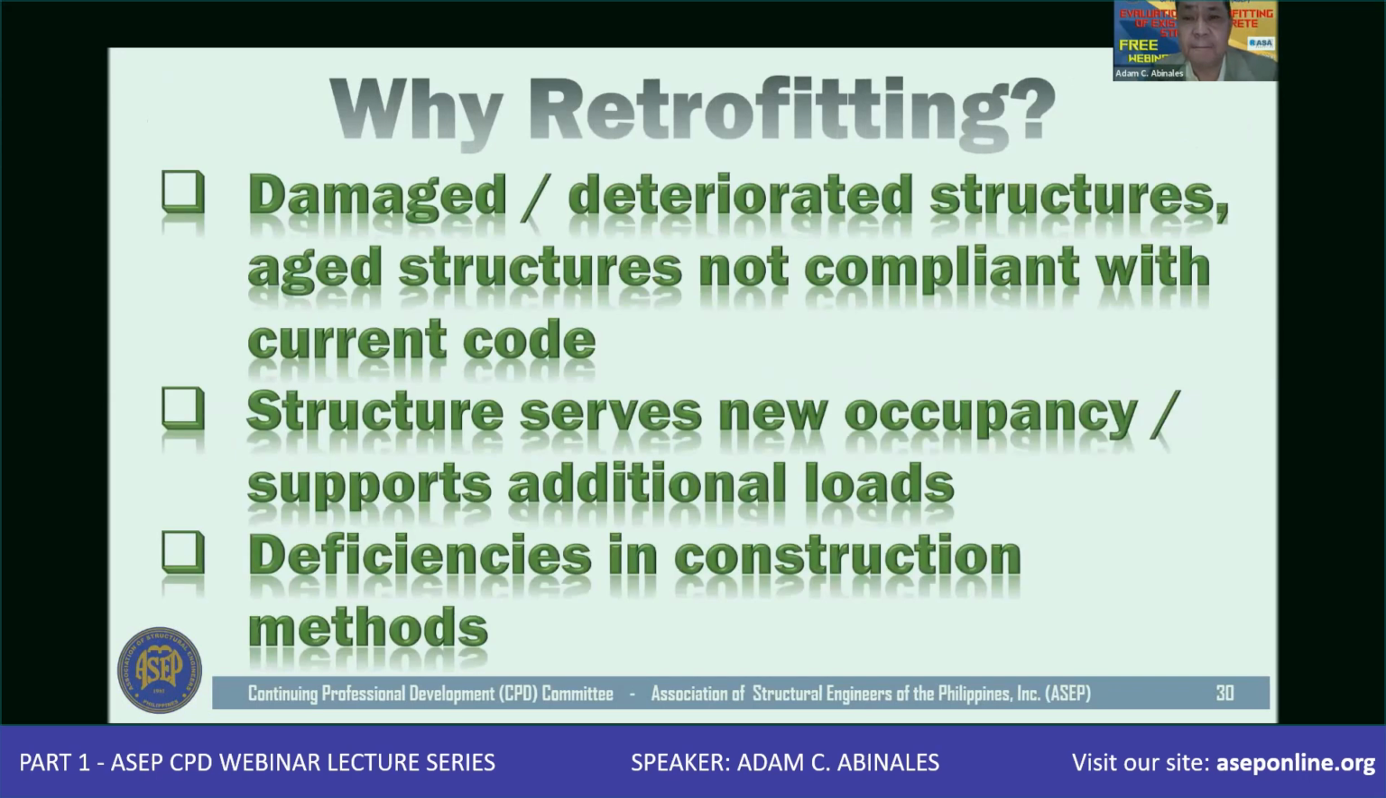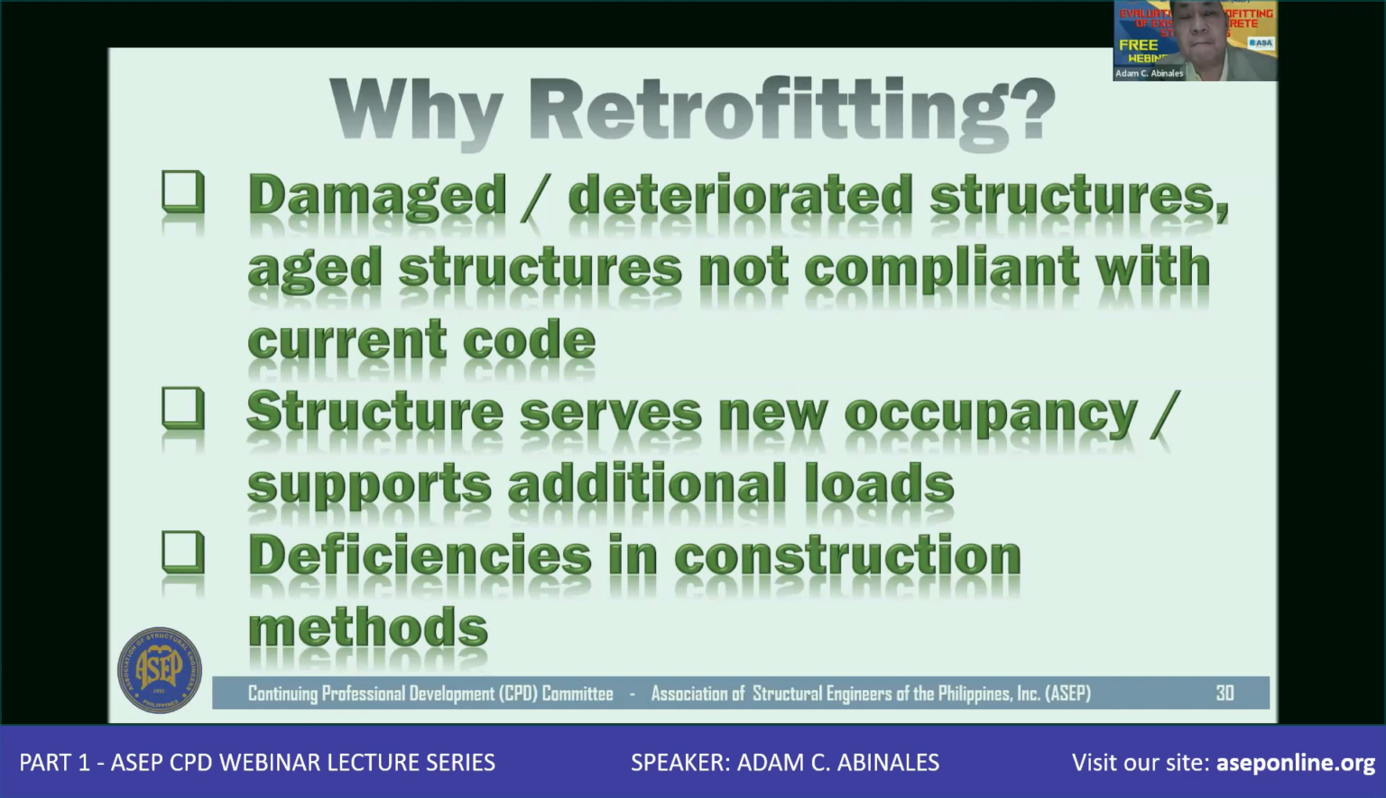So why retrofitting? When do we consider that we really need to retrofit a structure? It says here that damaged or deteriorated structures, you can still retrofit. But if your structure has reached an unrepairable state, then you will have to think twice about doing the retrofitting. Or you have aged structures not compliant with the current code. There was a question before during the first presentation: when do you consider evaluating or retrofitting an aged structure?